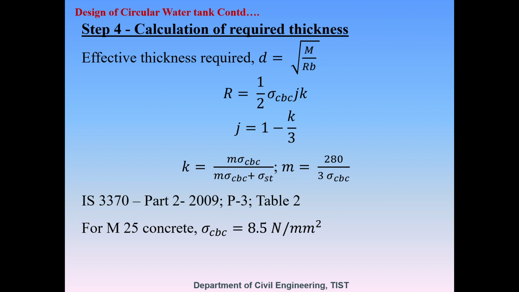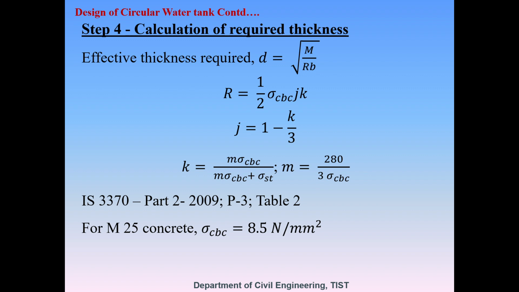The next step is calculation of the required thickness. As in the previous lecture, the design of the water tank is by using the working stress method. I have described the equations used in the working stress method. By using those equations, we can calculate the required thickness of the wall of the water tank. The effective thickness required, D, is obtained from root of M divided by RB.